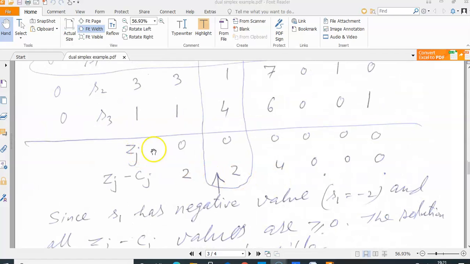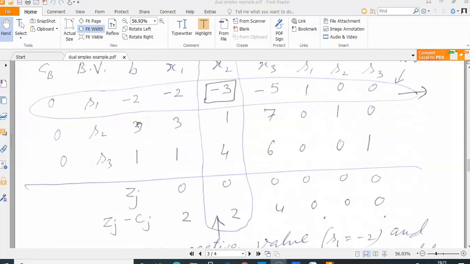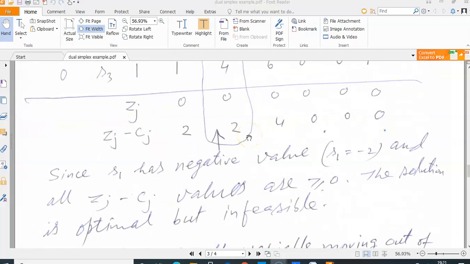And we find out Zj minus Cj values, all these are positive. So the solution is optimal initially, and we can see here the values of the slack variables are not all positive. So this is an infeasible solution because this value is less than or equal to 0. So yes, now we can apply the dual simplex method.